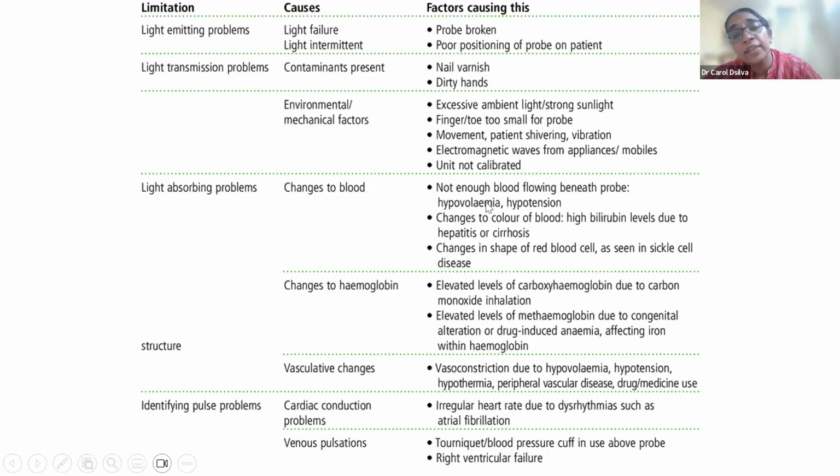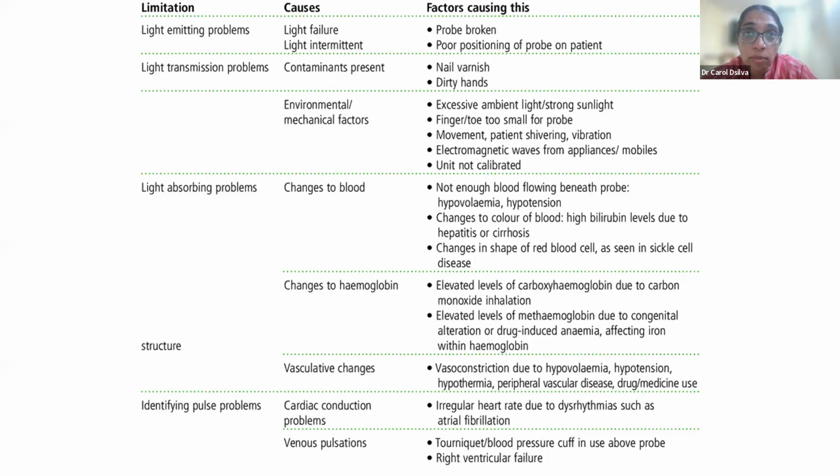Okay, then very, very important to note is that this basically picks up the hemoglobin in the capillaries in between that probe. So if there is a decreased cardiac output, if there's increased capillary refill time, if there's not enough blood flowing, if there's any hypovolemia, hypotension, it will not pick it up. Plus, the peripheries will be very cold. When there are cold peripheries, this is another common cause why you're not able to pick up your pulse oximeter reading. Again, changes in hemoglobin.